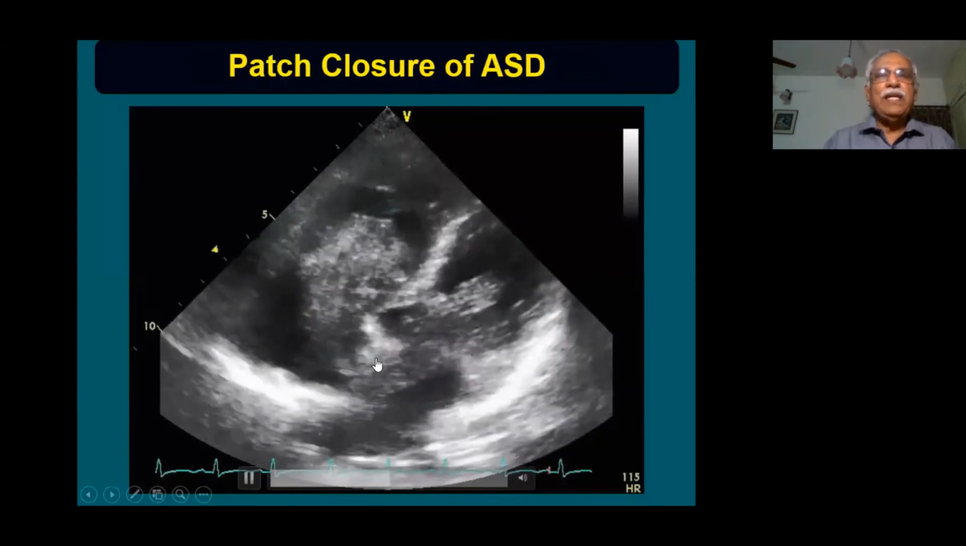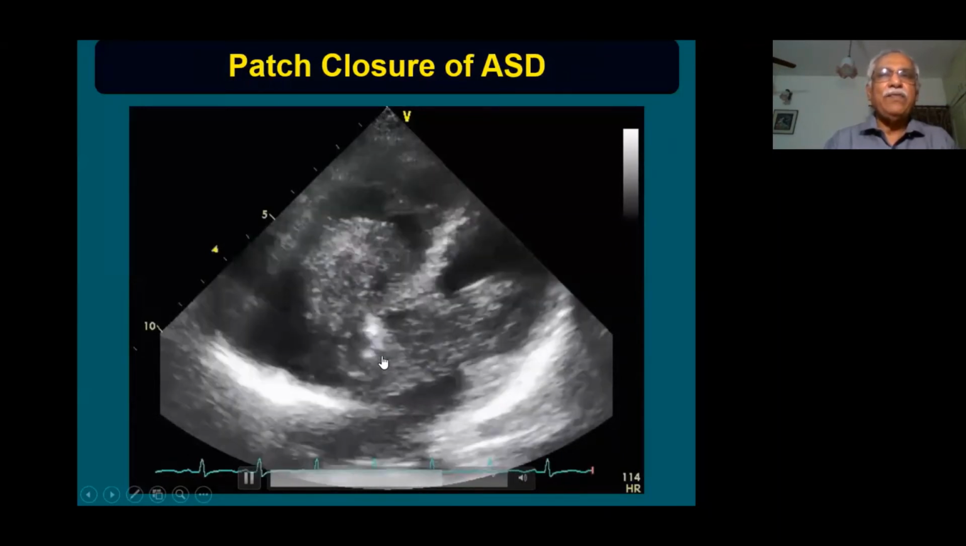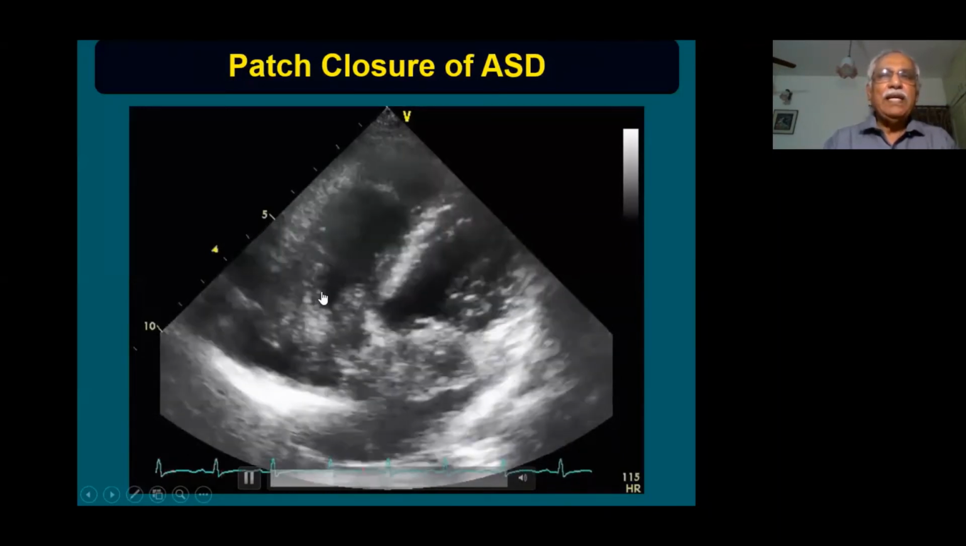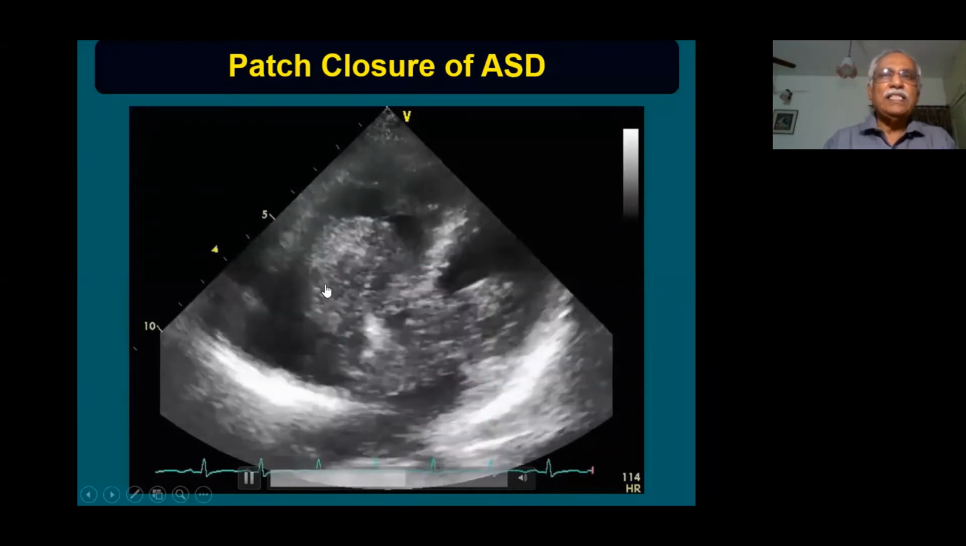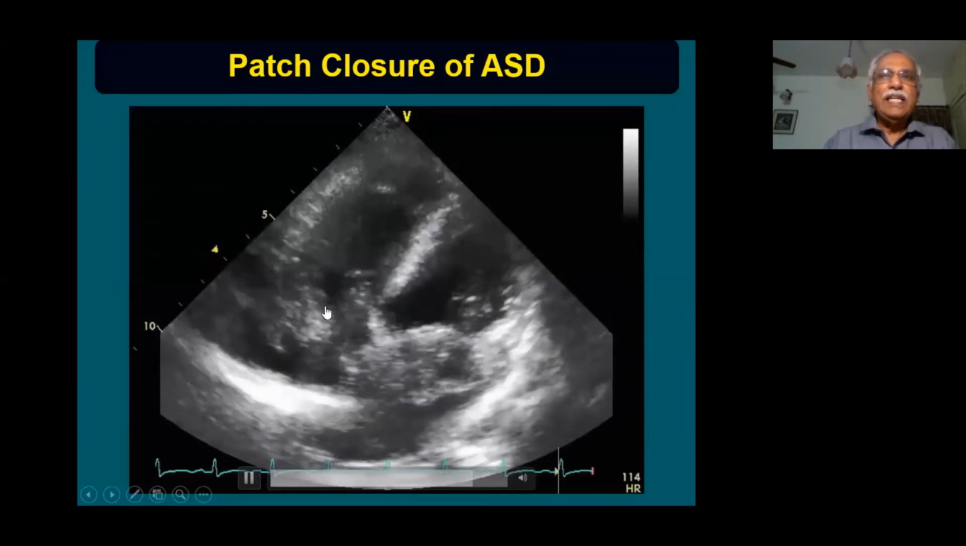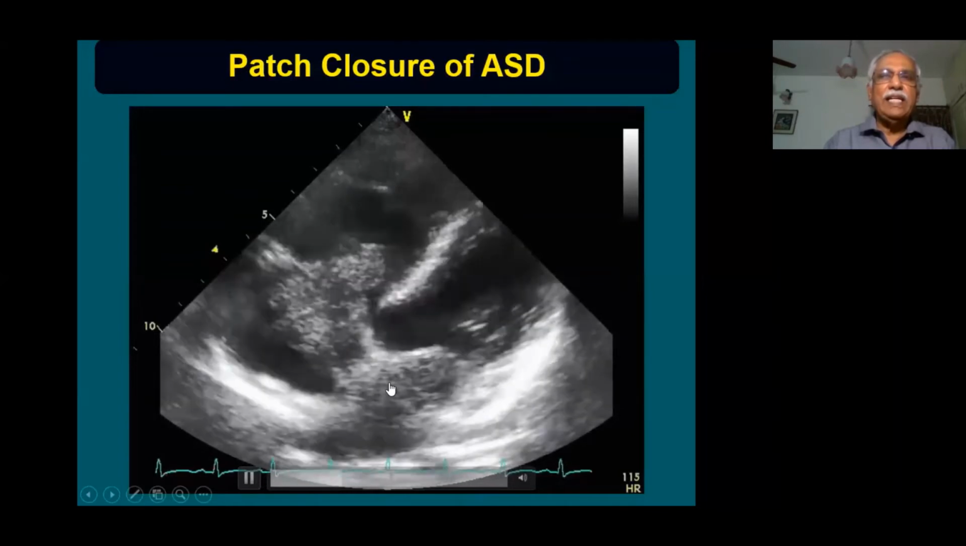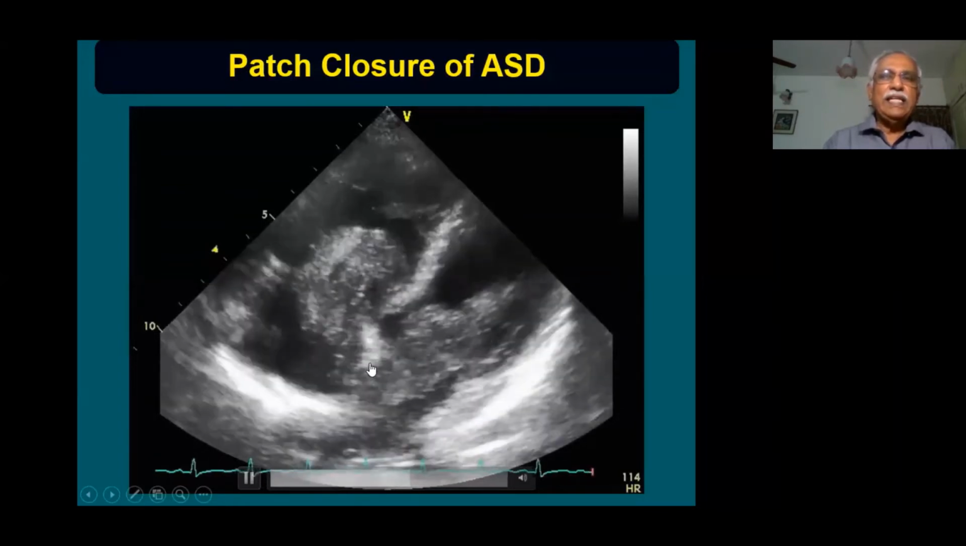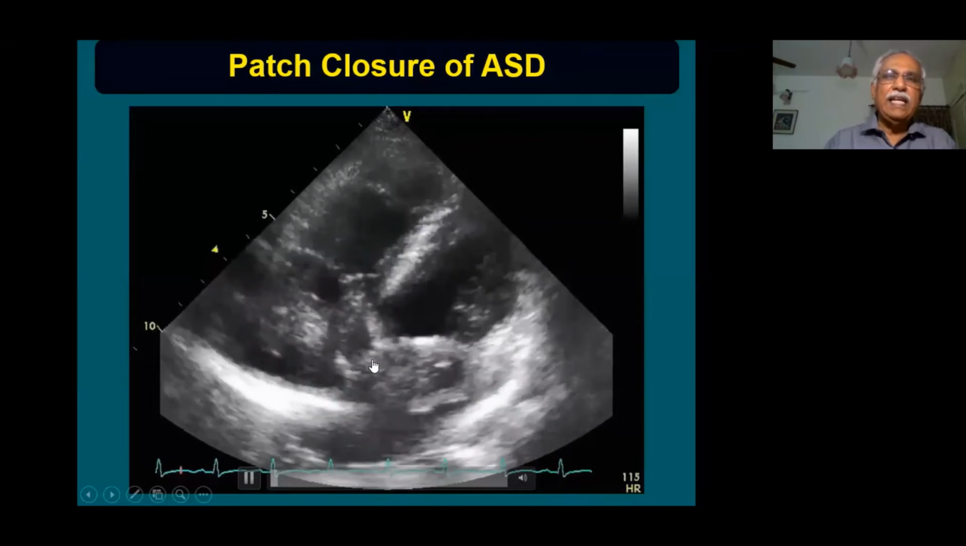This is a post-operative patient. A patient has been operated for ostium secundum atrial septal defect with a patch closure. After the patch closure, a large mass developed inside the right atrium and the left atrium. You can clearly identify it. You can also see that the mass is invading the interatrial septum.